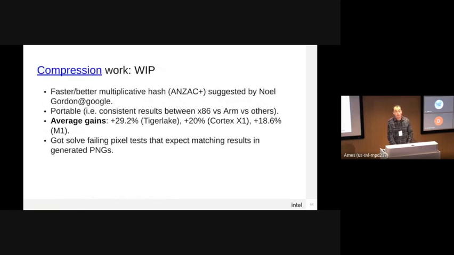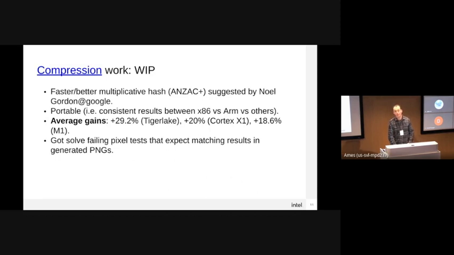Right, compression. I have a patch that is work in progress. Basically, we replaced the hash we use today for performing compression with a new multiplicative hash suggested by Noel Gordon, who works for Google. So the average gain is close to 30% for Tiger Lake, 20% on average for X1, and 18% for the M1.